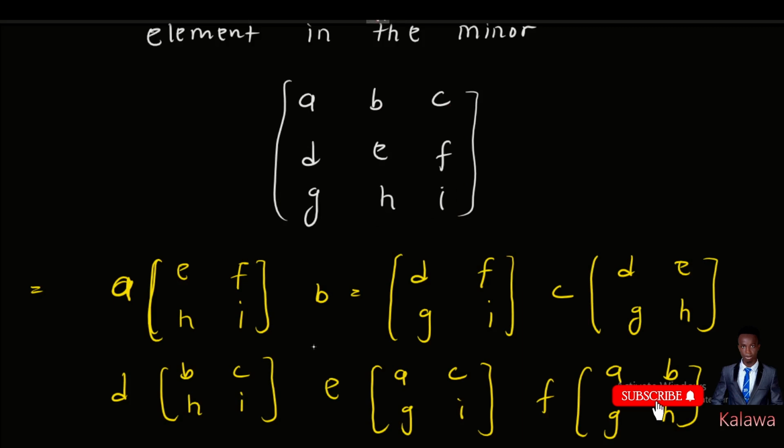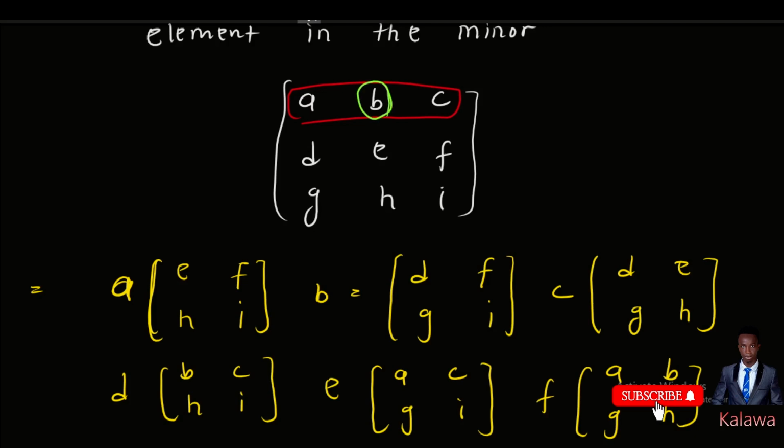Remember, we are still choosing from A, B, C. You can choose any three elements. So we have dealt with A. Now let's move to B. Let's say we want to find the minor for B. We follow again the same procedure.